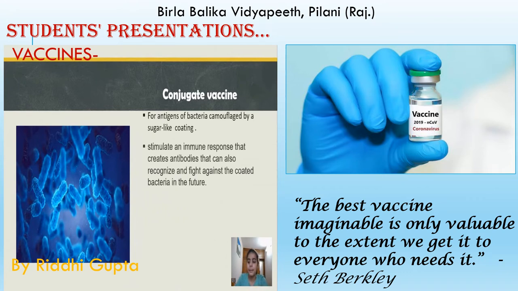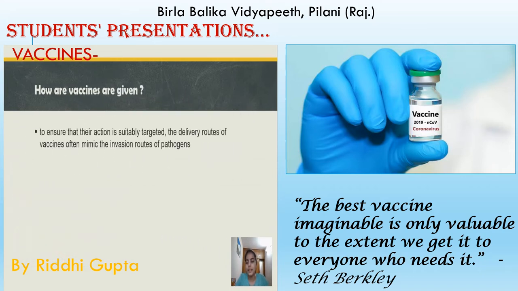Some pathogens can be hard for the immune system to identify, and therefore they require a special type of vaccine. Bacteria coated with sugar molecules known as polysaccharides are able to mask the antigenic material on their surface. It makes it difficult for the immune system to recognize these bacteria. To fight against these, conjugate vaccines are created.